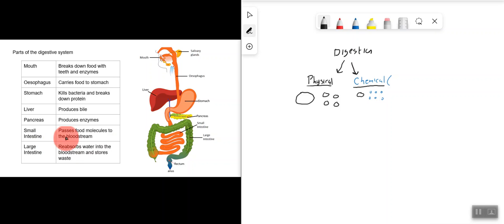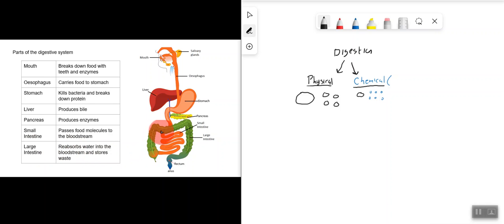So the small intestine passes food molecules to the bloodstream, and then once all of the nutrients are taken out of your food and all that's left is waste, the body starts to get rid of that waste. It passes the parts of the food that your body can't use into what's known as the large intestine. So the large intestine reabsorbs water into the blood and stores waste.